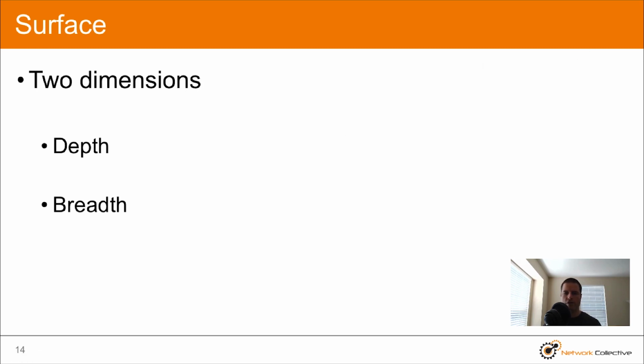We're back again to talk about the third piece of the puzzle, which is surface interactions. The two dimensions of surface are depth and breadth. Think about a body of water like a pool. The pool is going to have some amount of width to it, and it's going to have some depth as well. And that's what we're going to try to measure here.